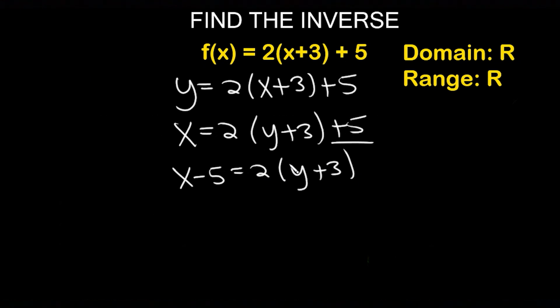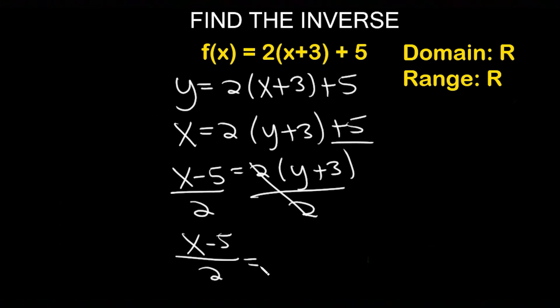From here, let's get rid of 2. We know that it's multiplication, so to get rid of it, we're going to divide. So I'm going to divide both sides by 2. Okay. So now I have x minus 5 all over 2 equal to, we can go ahead and drop the parentheses now. We don't need them anymore. Y plus 3. Okay. Now we have that positive 3. Our last step, we have to move it over. So we're going to subtract 3.